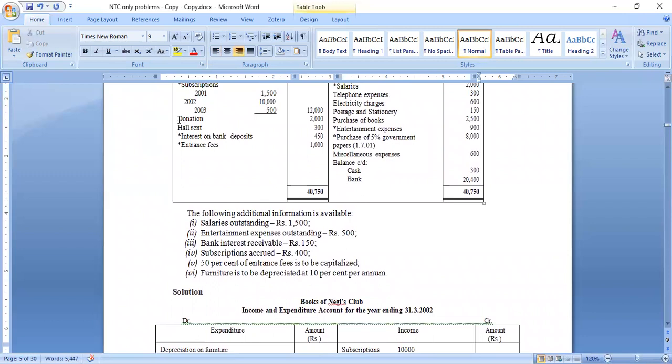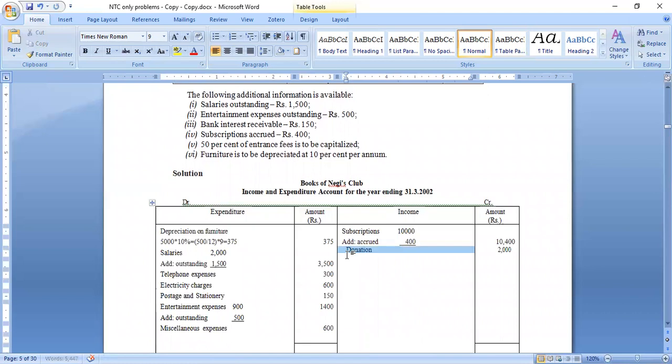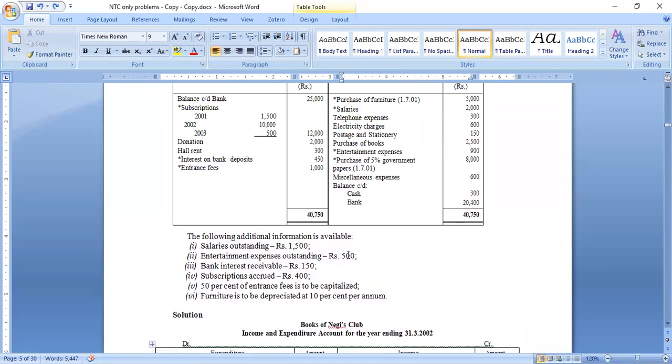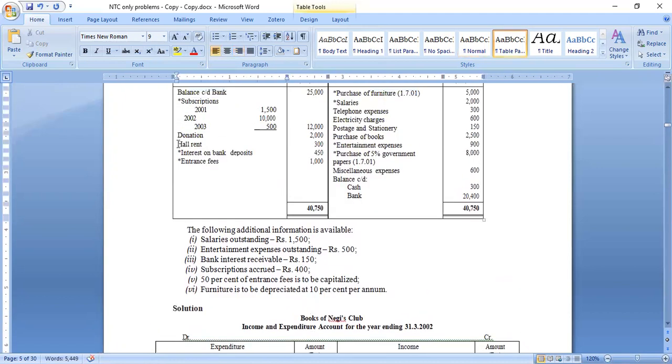So next one, donation. There is no stated purpose, so we have to consider this as a general donation, and we have to mention it on the income side. 2000. And hall rent, it's a revenue, 300.